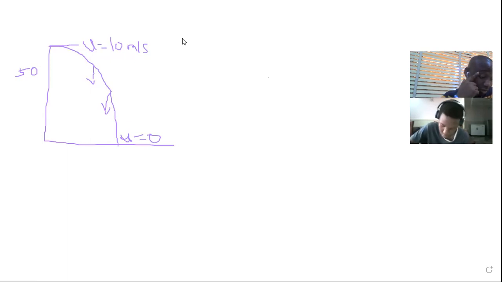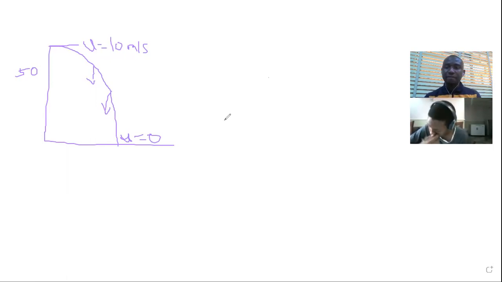The distance from the foot of the cliff where the ball hits the ground. Now, remember, this is horizontal motion. I hope you know what is obtainable in horizontal motion, that it is not affected by gravity. So at that point, acceleration due to gravity is 0. In horizontal motion, gravity does not affect it.